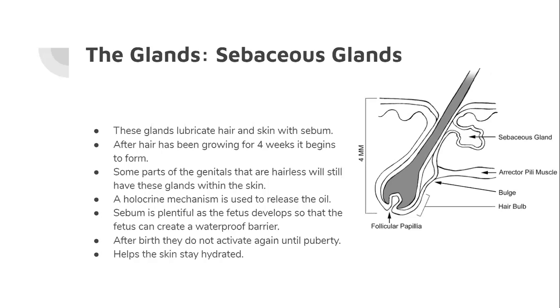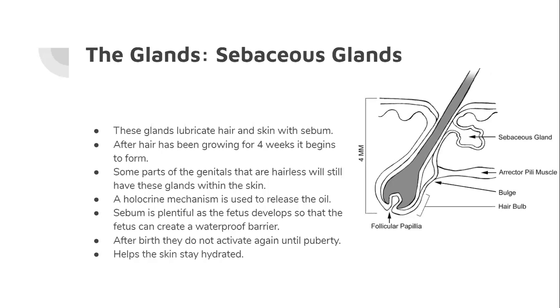It's very important that you have those oily surfaces within your skin, especially for specific purposes, for procreation. A holocrine mechanism is used to release the oil. The holocrine mechanism is basically where vesicles are formed, and they have the oil within them, and then these vesicles are broken down, and the oil is released.